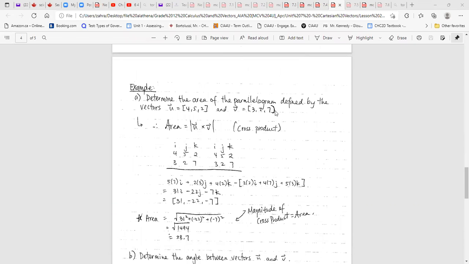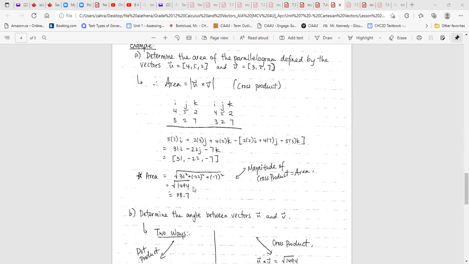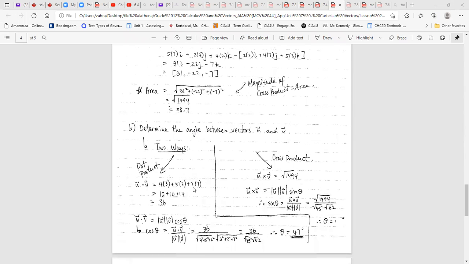Here, determine the area of the parallelogram defined by these two. We know the area is defined by the cross product of these two vectors. So simply do the cross product, and after you find the answer, take the magnitude of this vector: the square root of the x component squared plus the y component squared plus the z component squared. That would be the area.